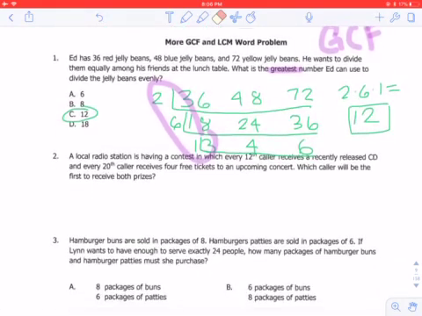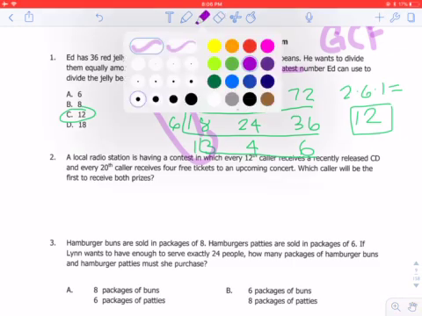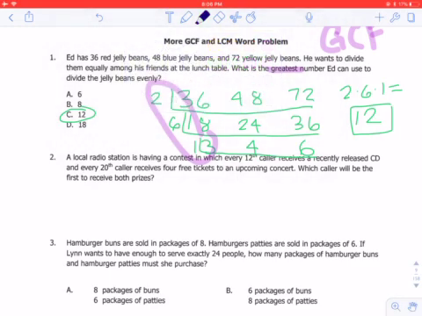Try number 2. Pause the video, go try your number 2, then come back to see my solution. All right, hopefully you're ready to see how I did the problem and compare it to yours. First thing I want to do is find the key word. This does not have a clear key word. And usually if you can't find an obvious word, it's an LCM problem. And the key word here would be like first to receive both. When will they meet again?